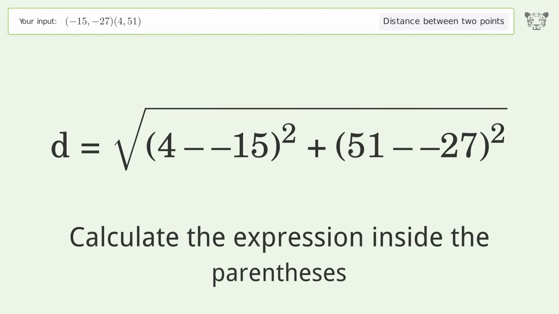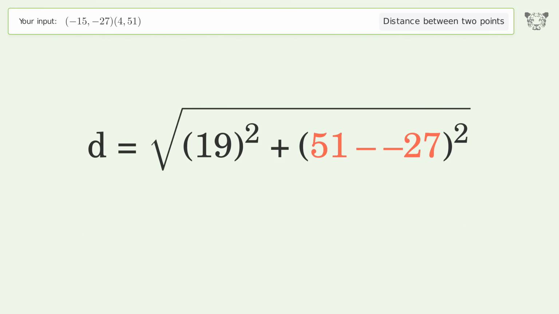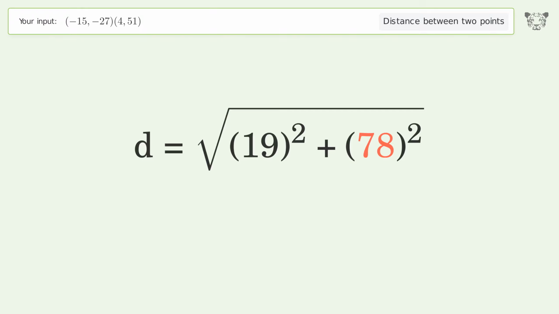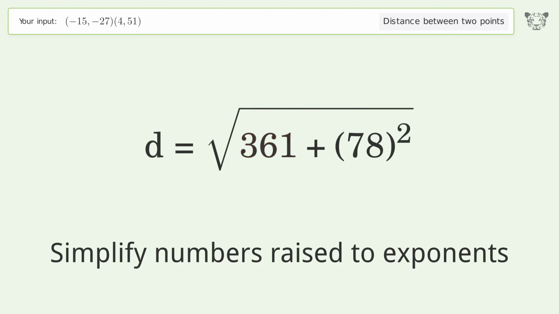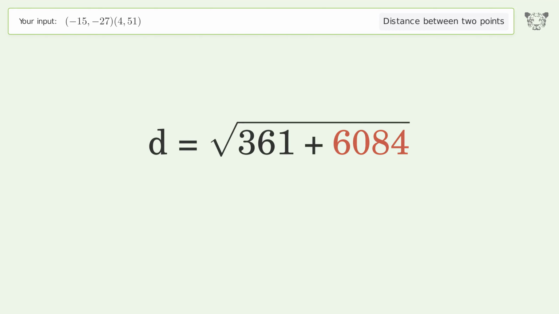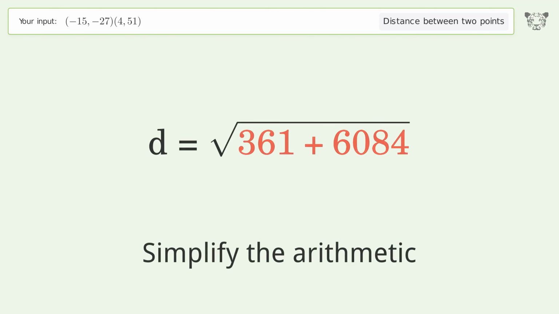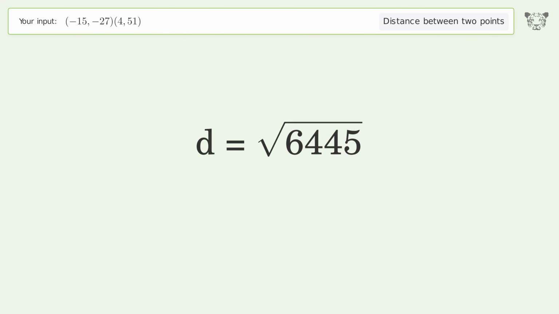Calculate the expression inside the parentheses. Simplify numbers raised to exponents. Simplify the arithmetic. And so the distance between the 2 points is the square root of 6,445, or 80.281.